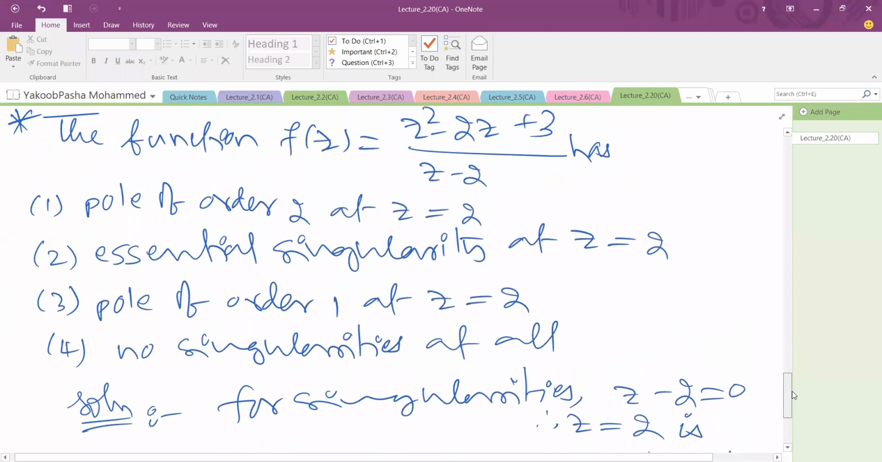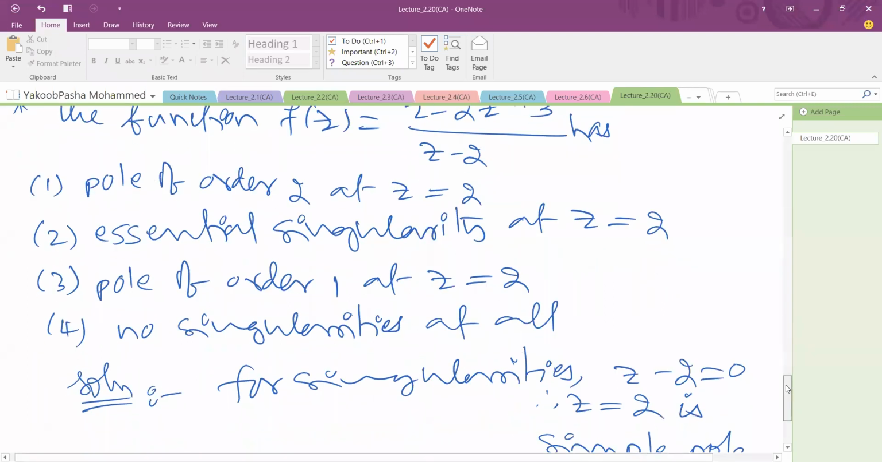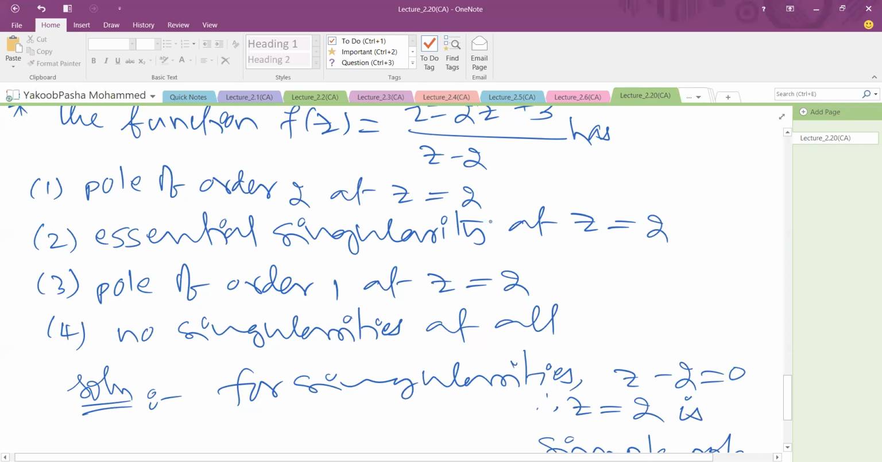So we see the options here. The first option, pole of order 2 at z is equal to 2, is wrong. Essential singularity is wrong. Pole of order 1 at z is equal to 2, so the third option is the right option. Okay. Now we can take another problem.